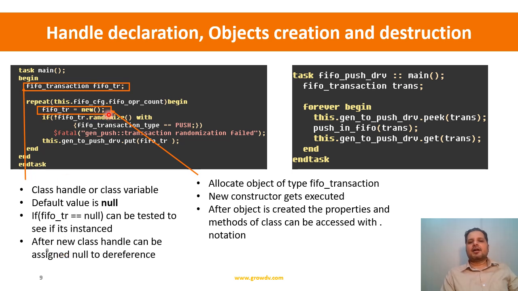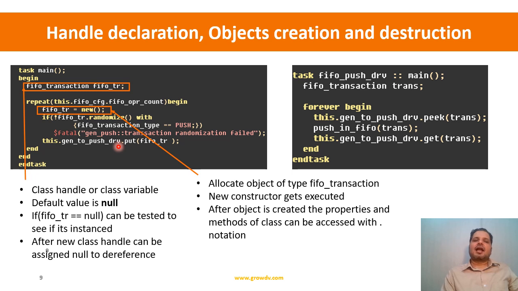Okay, so now coming back to this point, so what happens is that I have done a new over here and an object gets allocated, and then I randomize that particular object and I am sending it from generator to push driver through this mailbox. I am sending this particular transaction, and when I do this, what happens is actually the handle or the pointer itself is traversing to the driver. Okay, and then the driver will do, and this put, as we know, gets blocked because we have sized each of these mailboxes to 1, if you remember.